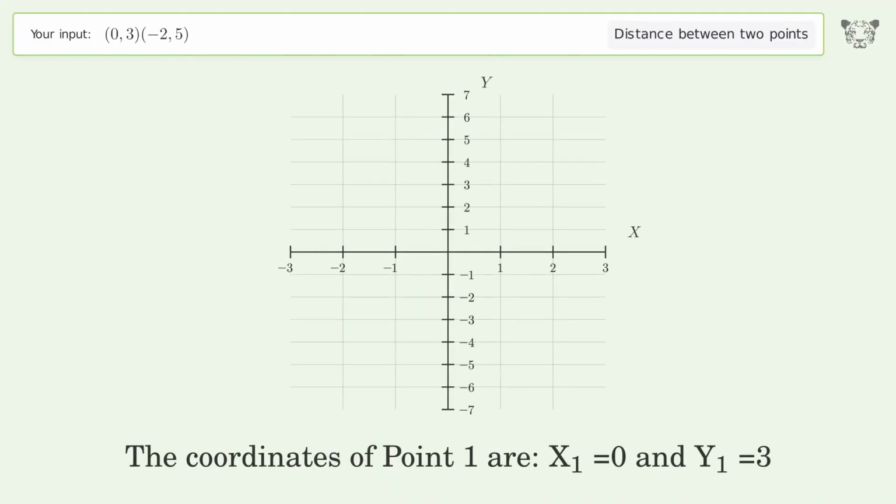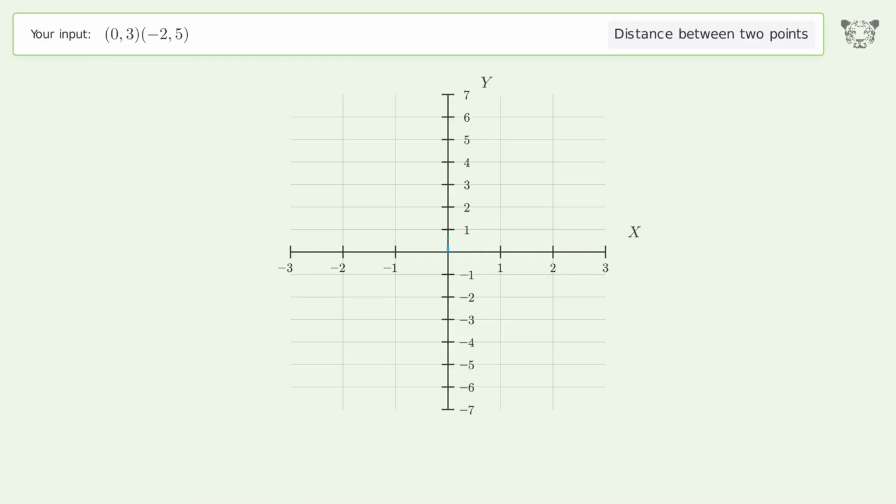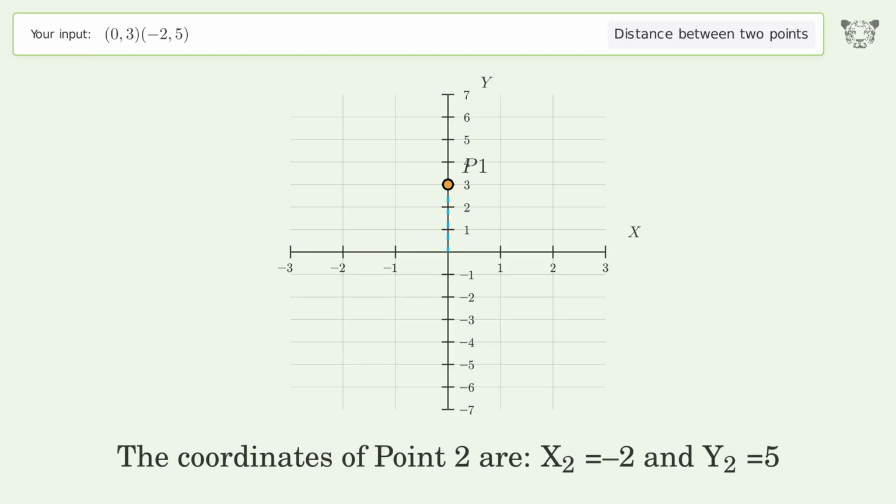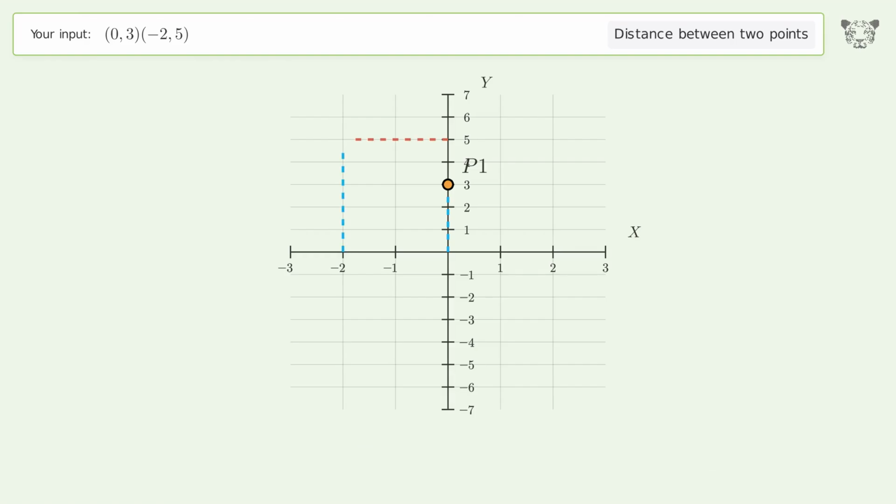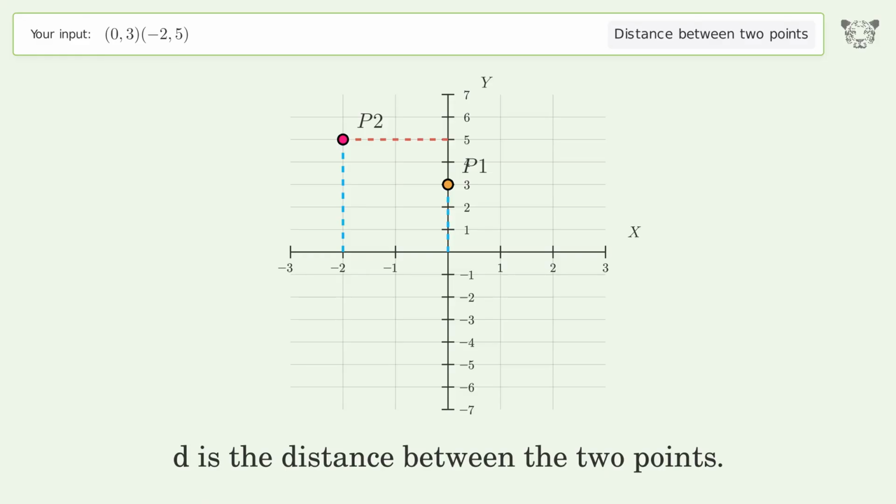The coordinates of point 1 are x1 equals 0 and y1 equals 3. The coordinates of point 2 are x2 equals -2 and y2 equals 5. D is the distance between the 2 points.